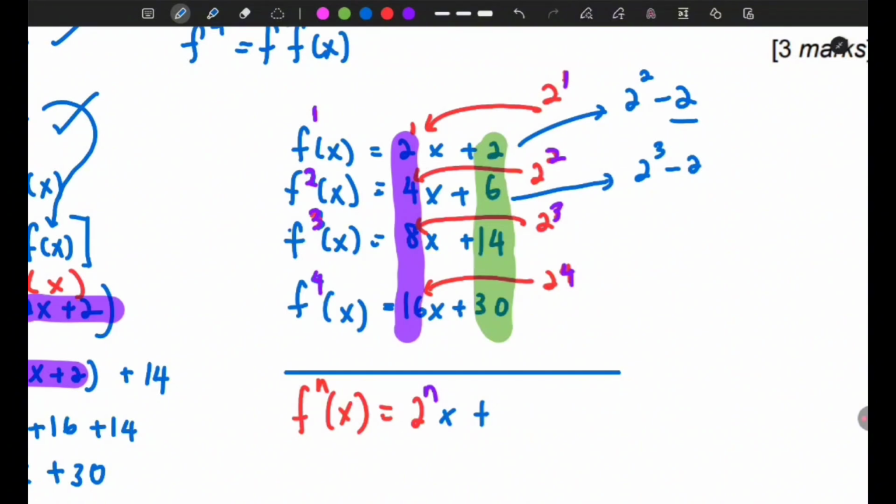And this one, 8, 2 to the power of 4 is 16. So this one is 2 to the power of 4 minus 2. This one, 2 to the power of 5, 32 minus 2, 30. We can see a pattern for this: 2, 6, 14, 30. We can see a pattern ready, but this number is not the same.